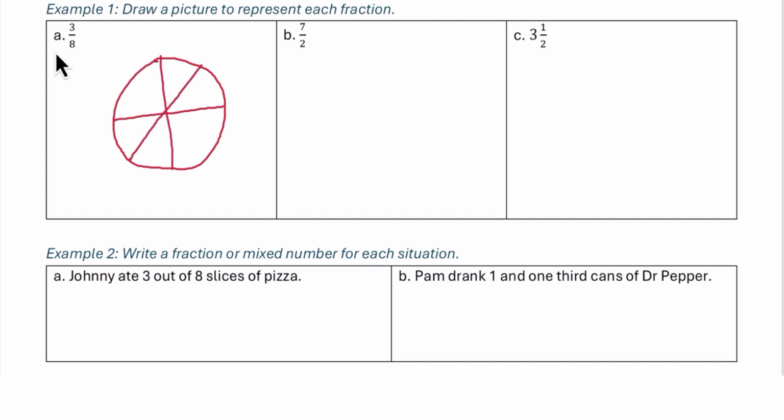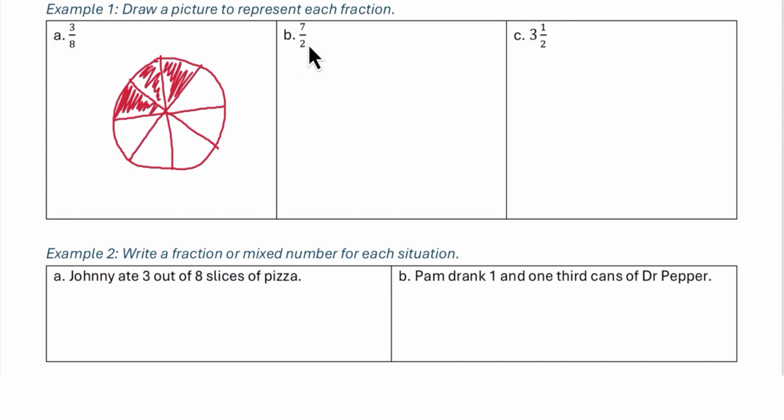So we'll make it look like a pizza. And the numerator tells us the number that we're focusing on, 3. So we want to shade in 3 of those 8 slices. So we have 3/8.